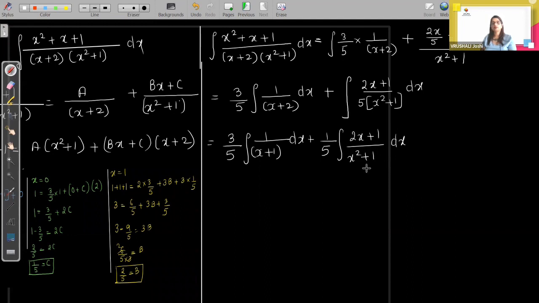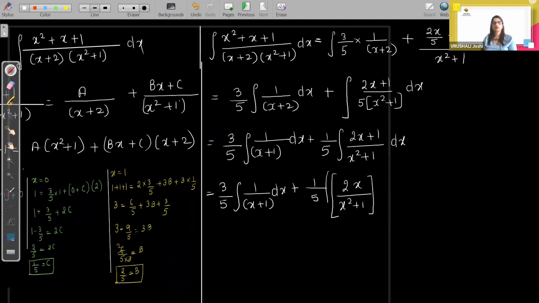We can separate this. So this is going to be 3 by 5 integration of 1 by x plus 2 dx, and this one I am going to write down as 1 by 5 and full integration of 2x by x square plus 1 dx, and this will be plus 1 by 5 integration of 1 by x square plus 1 dx. I hope you guys are getting it.